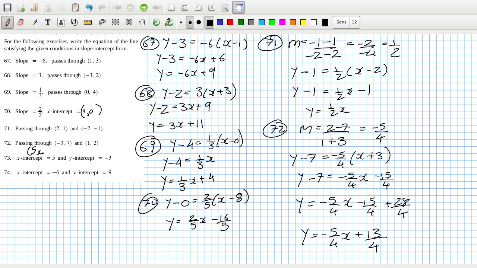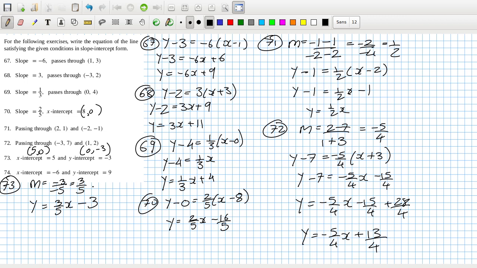X-intercept, that's 5, 0. And y-intercept is 0, minus 3. So for 73, the m would be minus 3 minus 0 over 0 minus 5. So that's 3/5. And that means y equals 3/5 x minus 3.